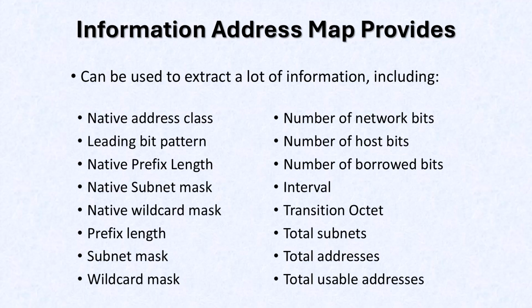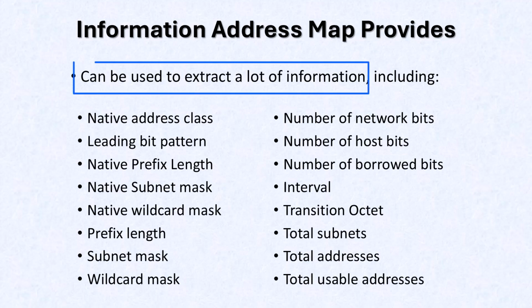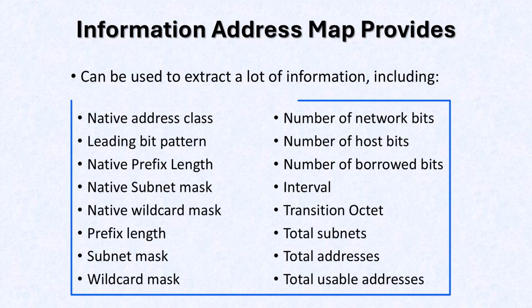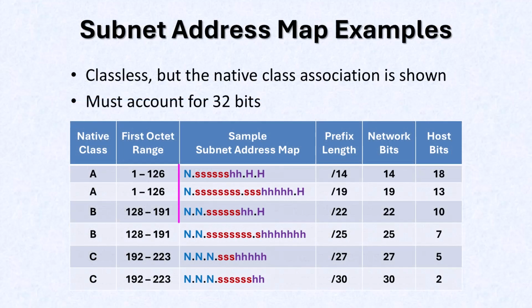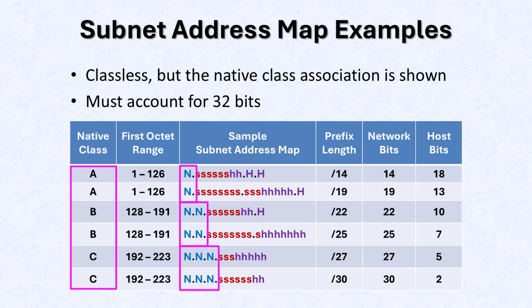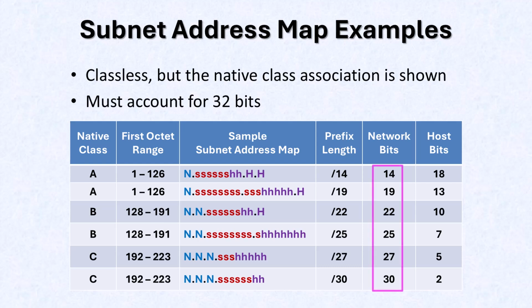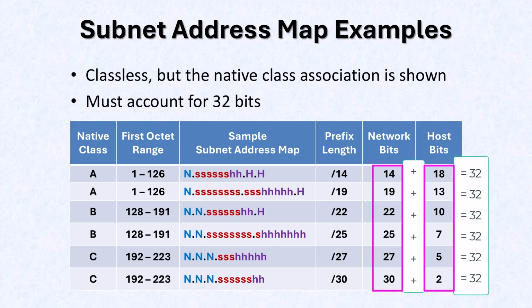This series uses the address map as a tool in the subnetting process and to analyze IPv4 addresses. It can be used to extract all of the information noted here. We will eventually cover how to obtain this information. These are examples of a subnet address map. Note the following: the number of uppercase N's maps to the native class of the address. The prefix length maps to the number of network bits. The total number of network bits plus host bits equals 32.